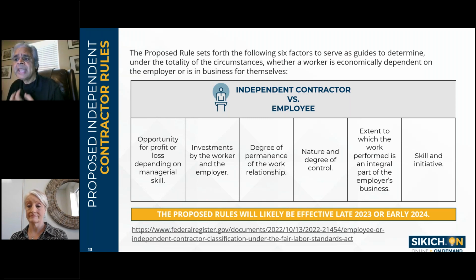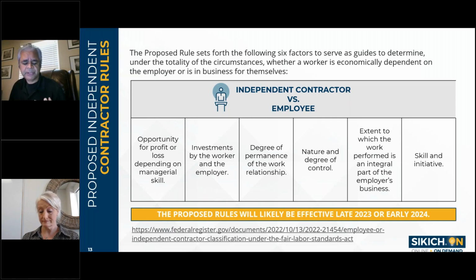Okay. And then you go into the nature and degree of control. You know, who has what control? We talked about how contractors have control in terms of how they do the job, where they do the job, how they time it. So that is, again, another indication of how we classify a contractor versus an employee, okay? Then the extent to which the work performed is an integral part of the employer's business. Or the last one, skills and initiatives, okay?